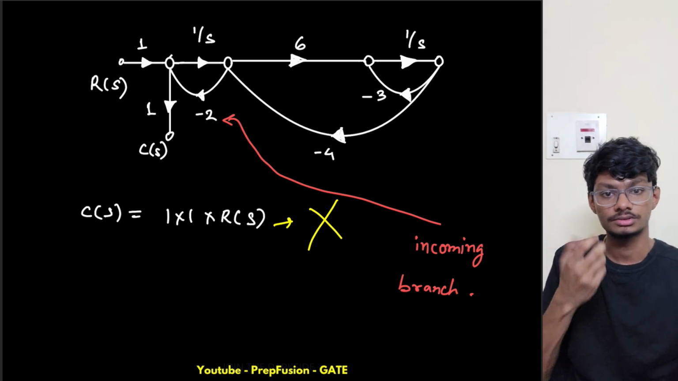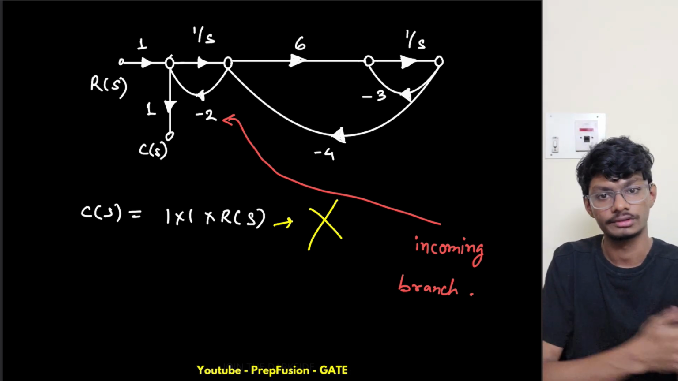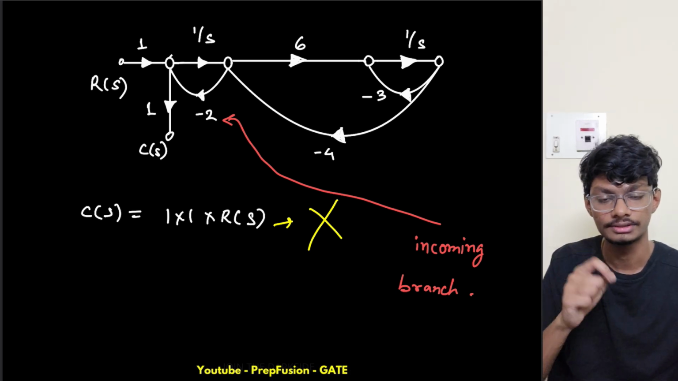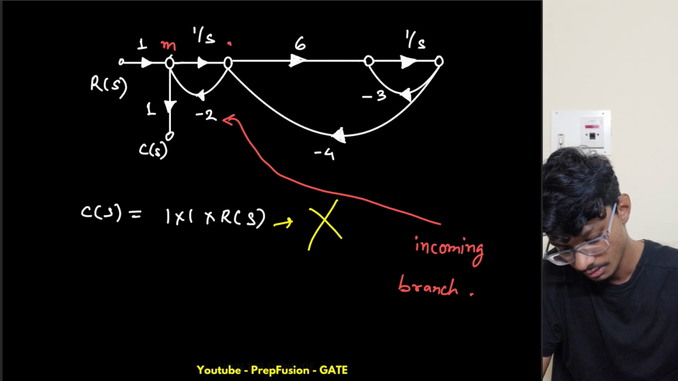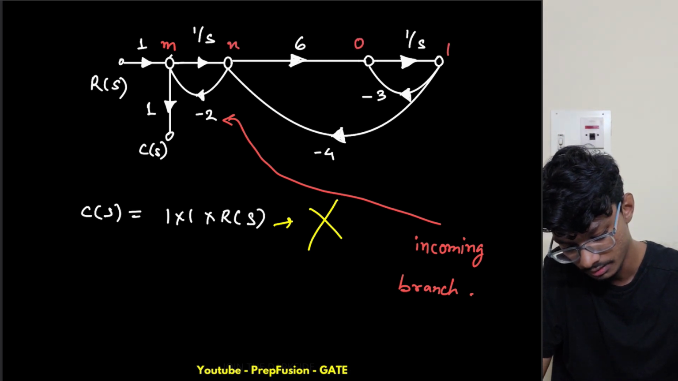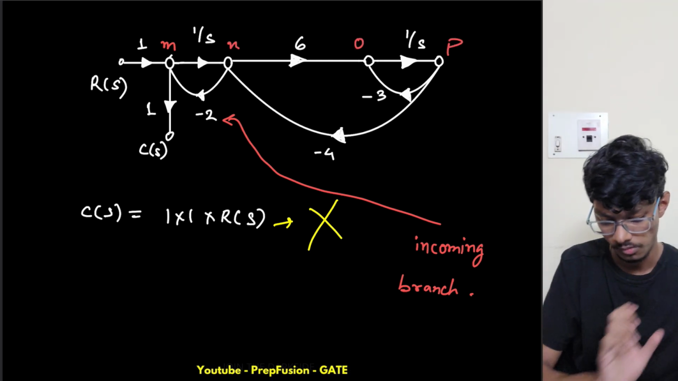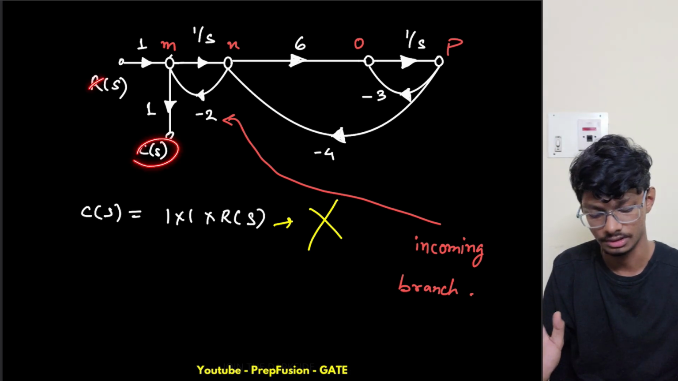So now let's do our conventional method, what we used to do. First let us name the nodes. So this is M, N, O and P. This is C and this is R only.